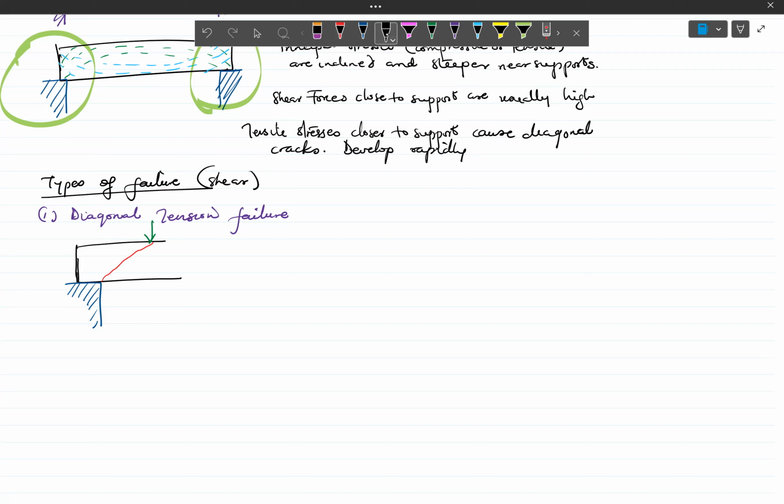So let me put it this way. This type of failure occurs between the face of the support and the load point. All right. So typically, if this is a concentrated load, then it's easier to determine the path of your diagonal failure, right?